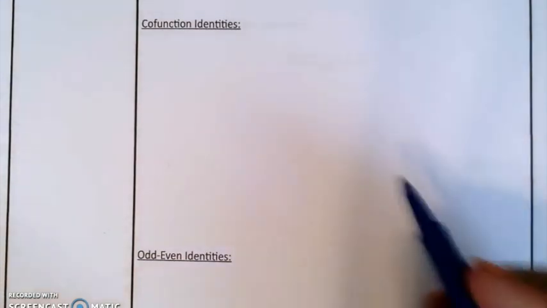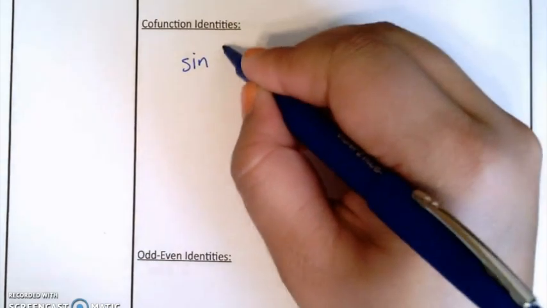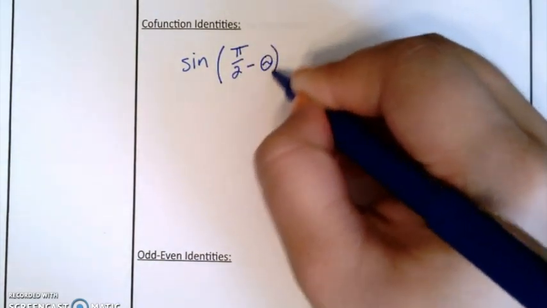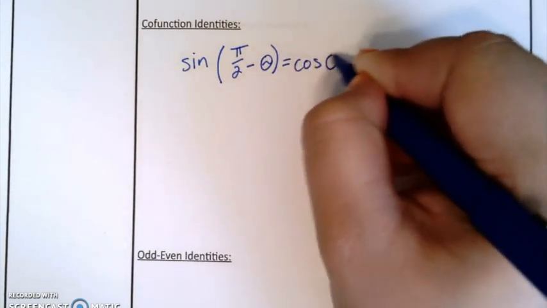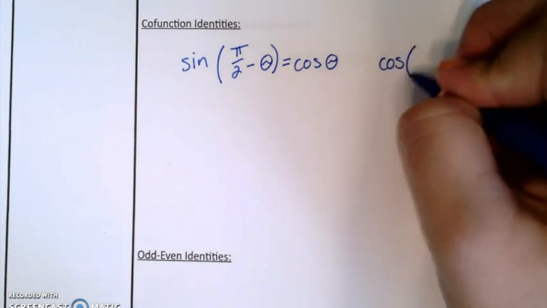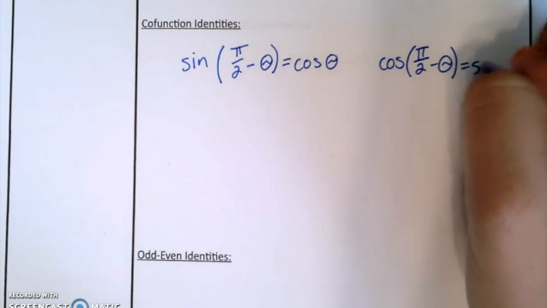The next set of identities that we'll look at are cofunction identities. Cofunctions are sine and cosine, tangent and cotangent, secant and cosecant. So we're looking at relating those types of functions, those pairs. We'll start by saying sine of pi over 2 minus theta equals cosine of theta. Similarly, cosine of pi over 2 minus theta equals sine of theta.